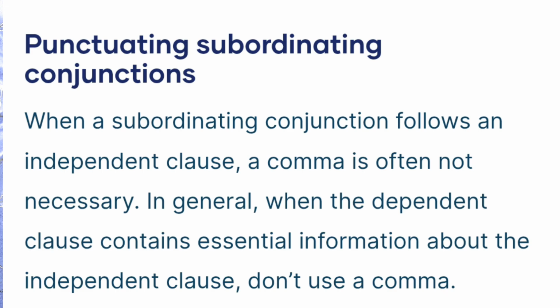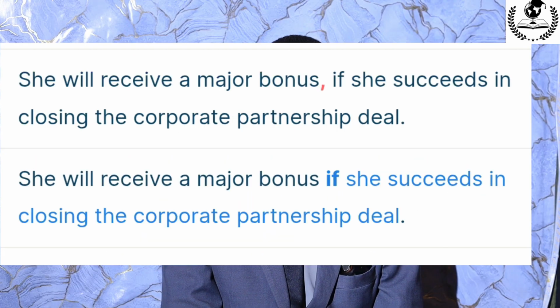Let us look at how to punctuate the subordinating conjunctions. When a subordinating conjunction follows an independent clause, a comma is often not necessary. In general, when the dependent clause contains essential information about the independent clause, don't use a comma.